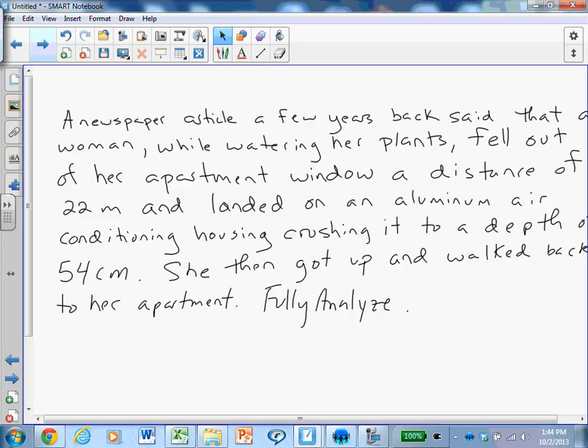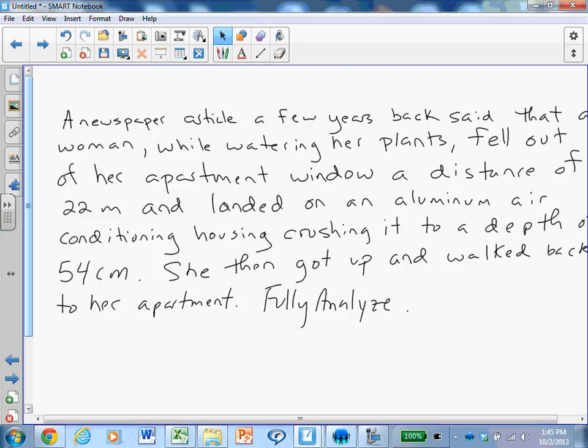Well, this sounds kind of like a horrible problem of cruel and unusual treatment to somebody that happened, but true. And it says that a newspaper article a few years back said that a woman, while watering her plants, fell out of her apartment window a distance of 22 meters and landed on an aluminum air conditioning housing, crushing it to a depth of 54 centimeters. She then got up and walked back to her apartment, fully unharmed.